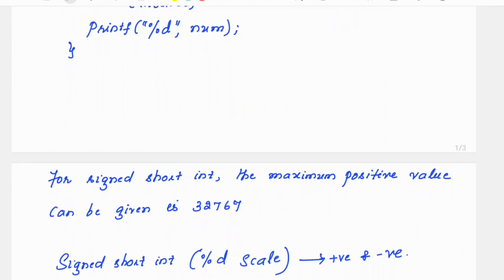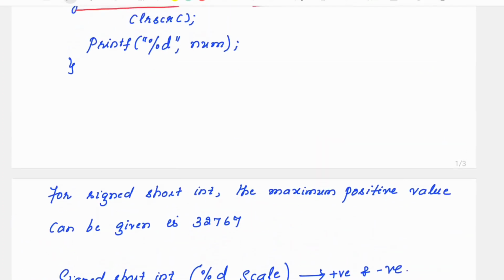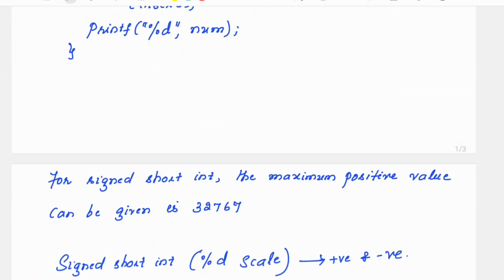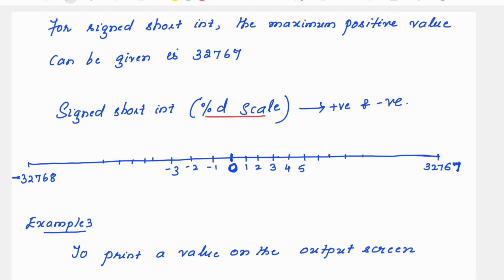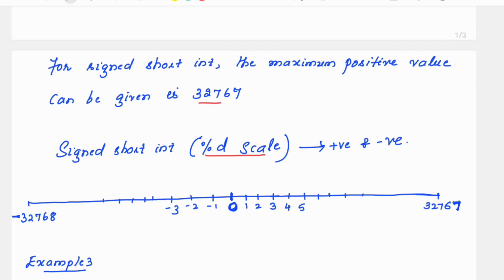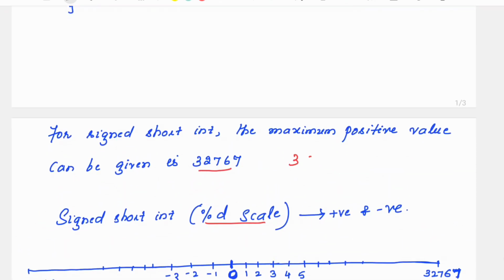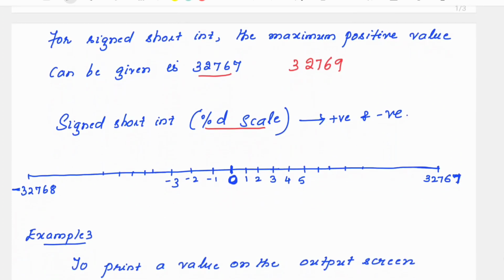That means it will... I'll show you with an example. See, the declaration is signed, so we'll refer to the signed, that is the %d scale. In the %d scale, these are the values. Now the maximum positive value you could have given is 32767, but what you have given is 32769. Fine. So how will it work here?